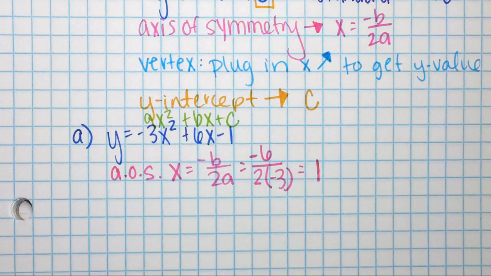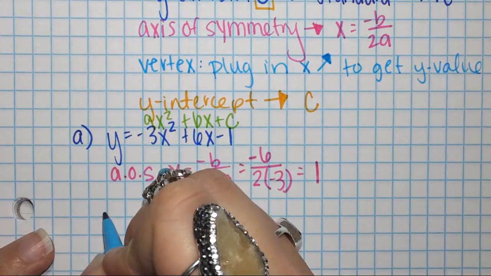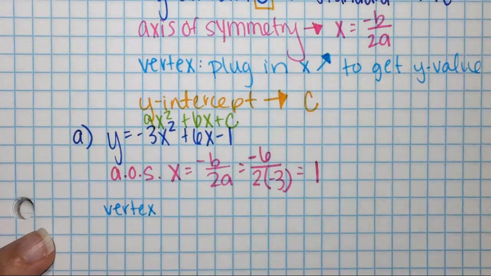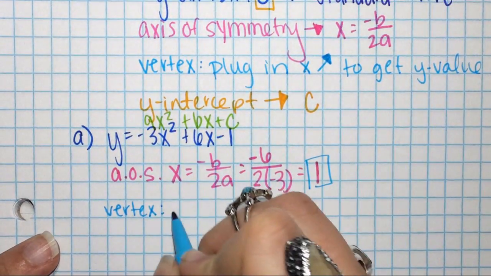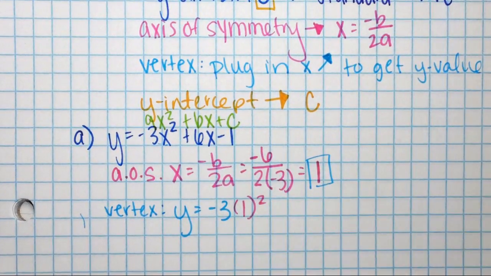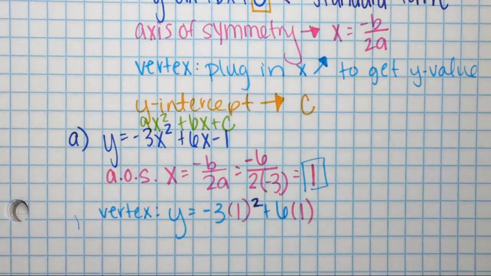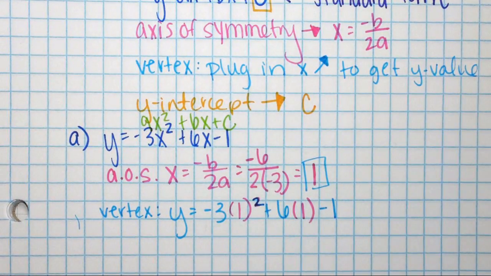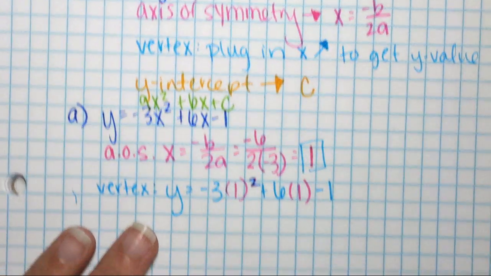What's the next thing we need to find? Vertex. And it says to plug in x to get the y value. So for my vertex, I'm going to take this x value right here and plug it in so I can get y. So y equals negative 3, and what's my x value I'm plugging in? 1. Times 1 squared plus 6 times 1 minus 1. Now, where did I get that 1 from? From your axis of symmetry. Remember, because the x value of your vertex is your axis of symmetry.